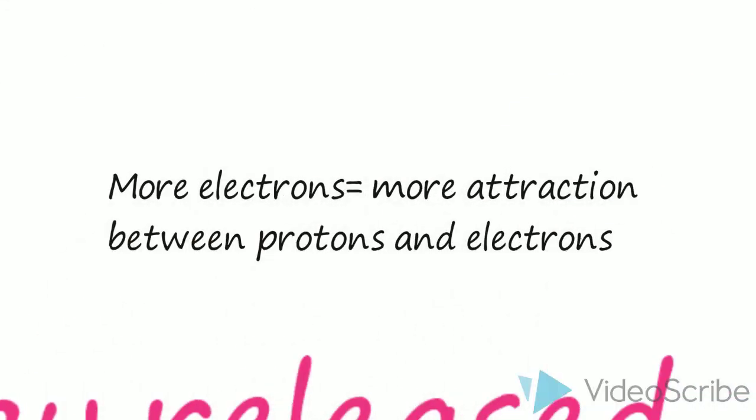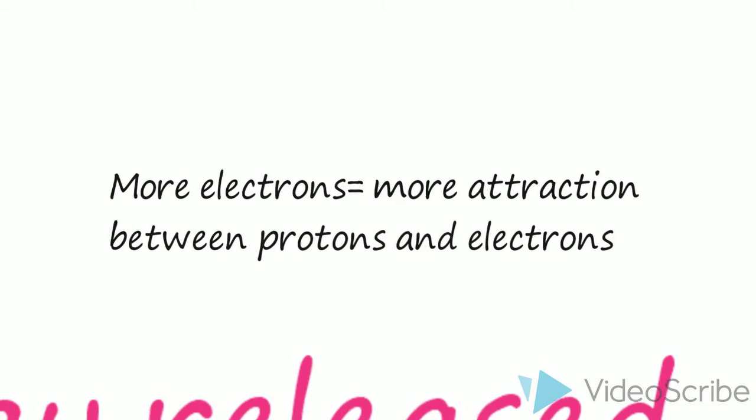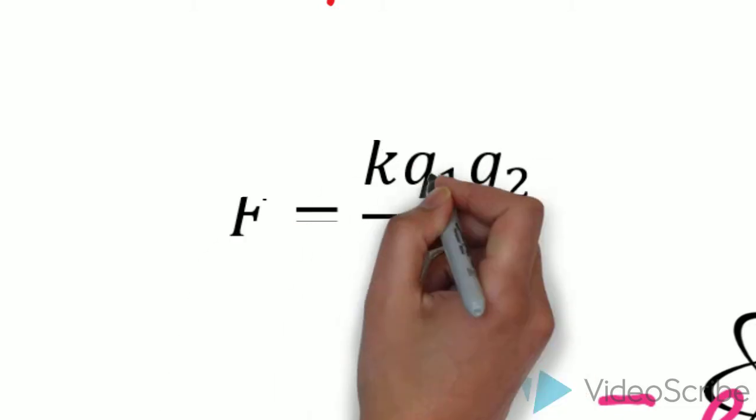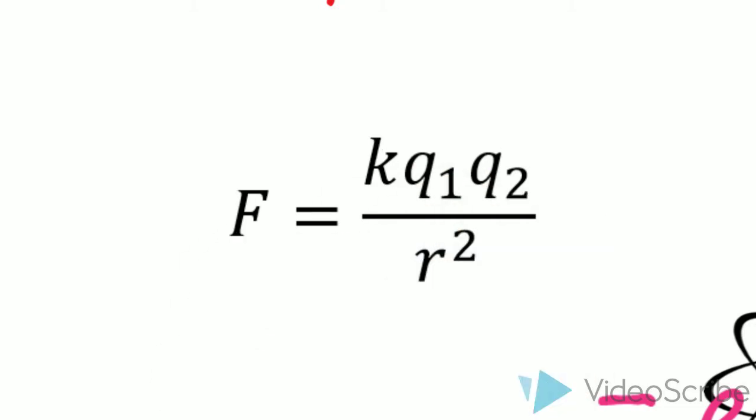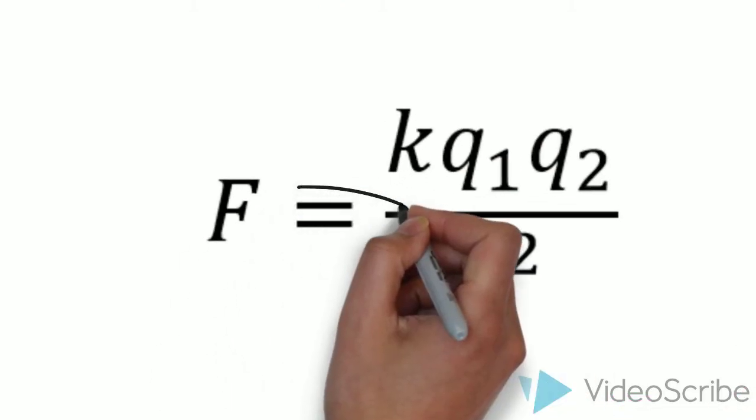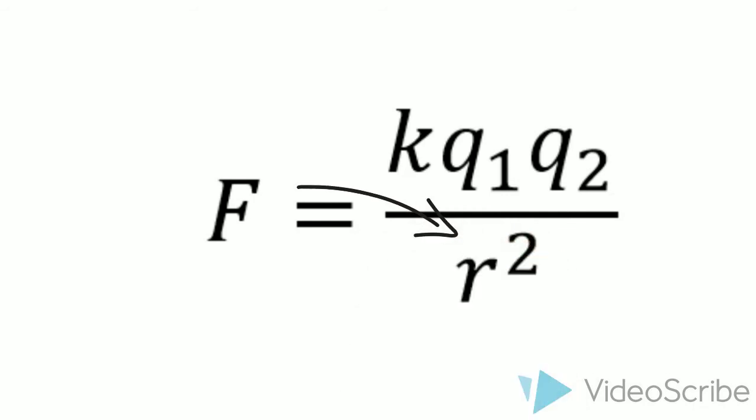Attraction is really important for electron affinity. As the electrons increase in number, the atomic radius decreases in distance. Looking at Coulomb's law, F equals kq1q2 over r squared, attraction is inversely proportional to the radius squared. As such, the smaller the radius, the greater the attraction.